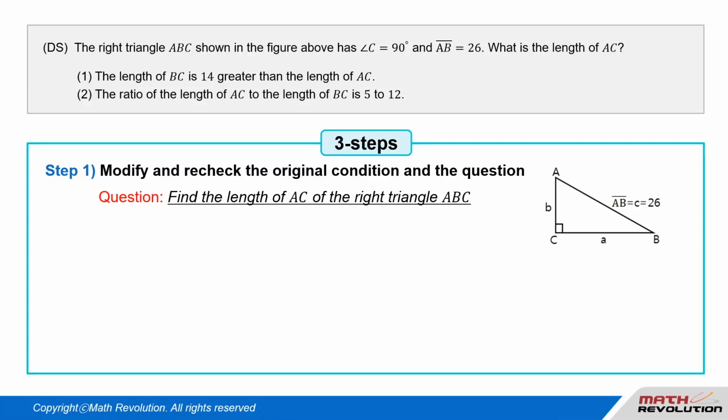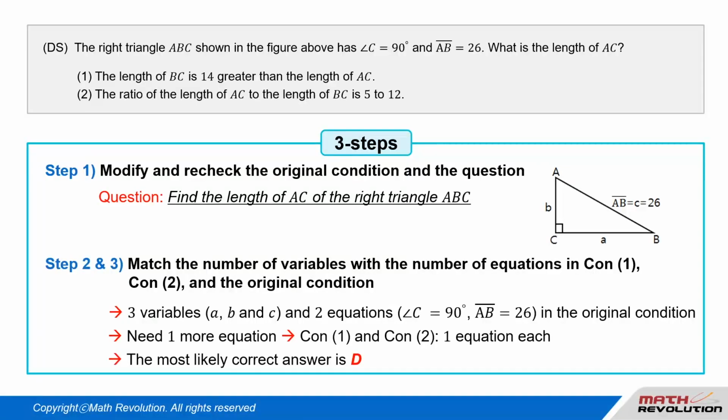Follow the first step of the variable approach by modifying and rechecking the original condition and the question. We have to find the length of AC of the right triangle ABC. If a question asks to find the area or the perimeter or the length of a triangle, not the measure of an angle, then we have three variables. This question gives us two equations by providing the measure of an angle and the length of a side in the original condition. Follow the second and the third steps.